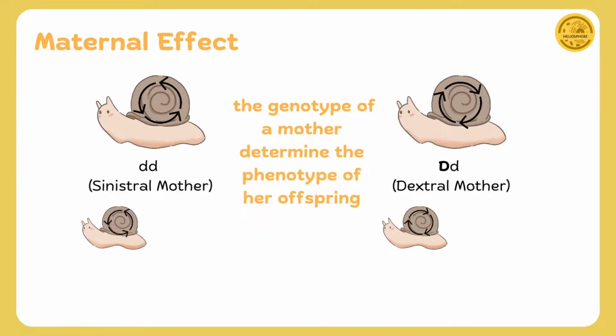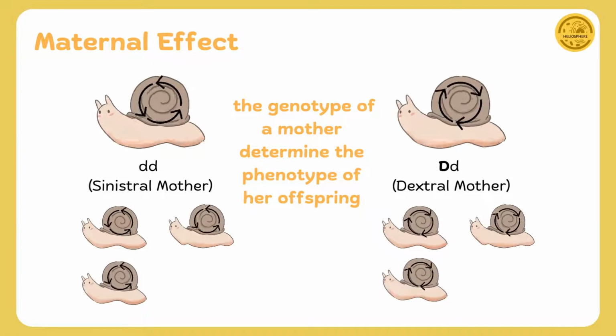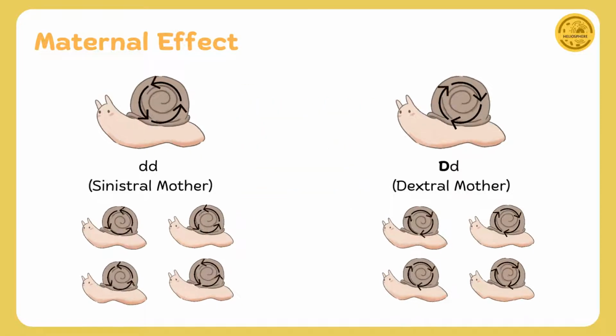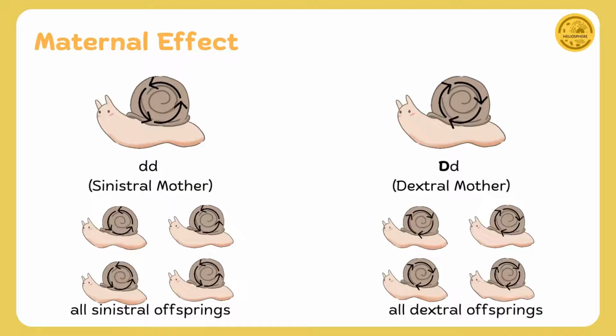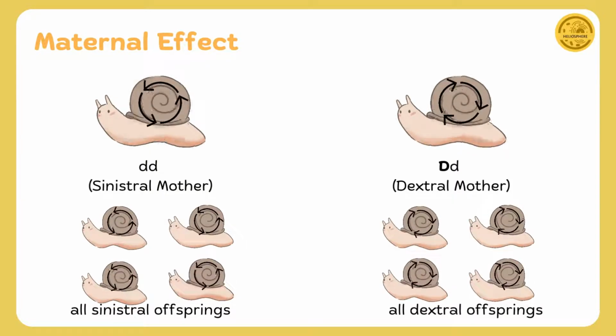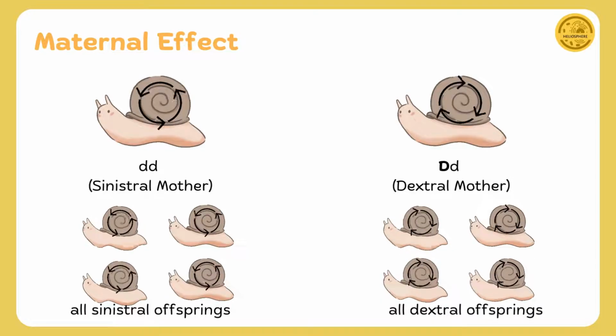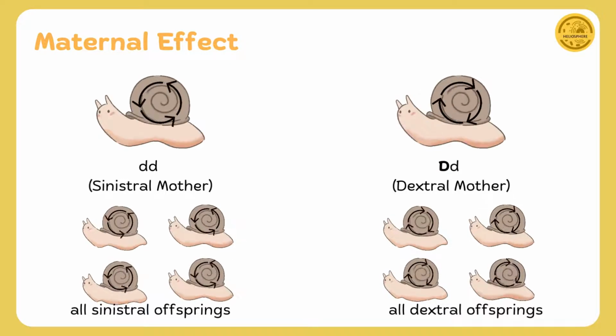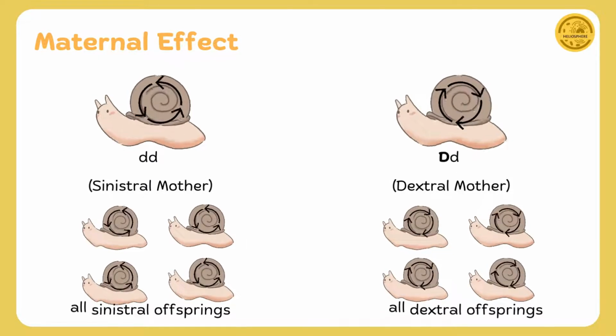If a snail's mother has the genotype small d, all her offspring will have sinistral shells, even if they inherit the dominant capital D allele. But if the mother is capital D, her offspring will have dextral shells, regardless of their own genotype. So, even though dextral is dominant over sinistral, the inheritance pattern follows a maternal effect, meaning the mother's genes control the trait of her offspring.